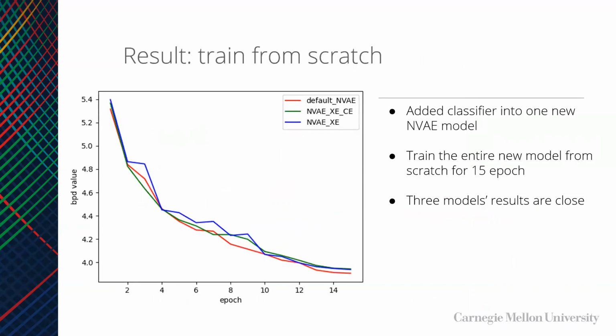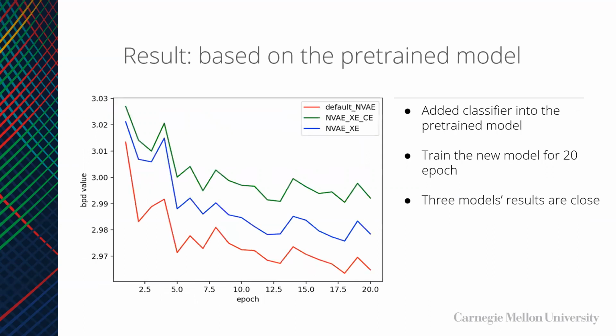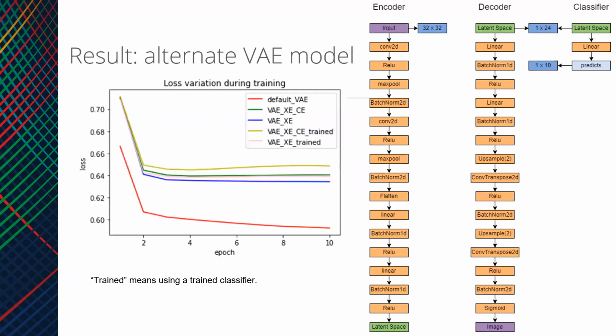This is the first result we get. For this result, we added the classifier into a new NVAE model and then trained from scratch for 15 epochs. The 3 curves are default NVAE only, NVAE with cross entropy, and NVAE with both cross entropy and center loss. The results are pretty close. We can't tell which one is better. Here's the second result. Instead of using an empty NVAE, we add the classifier into the pre-trained model. Still, the results are similar.